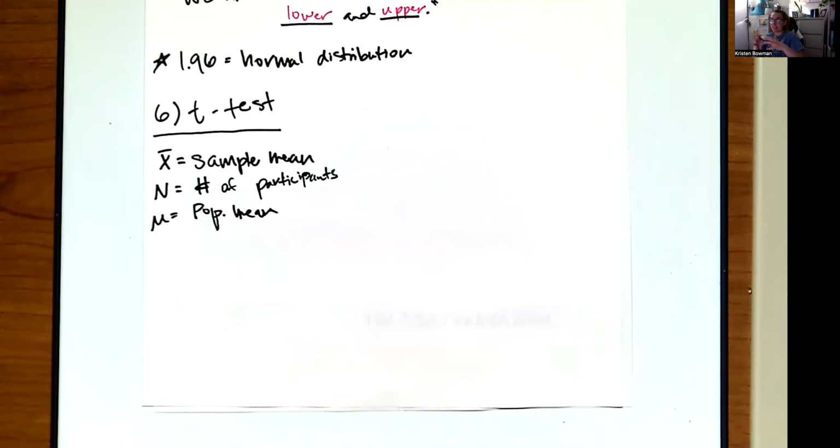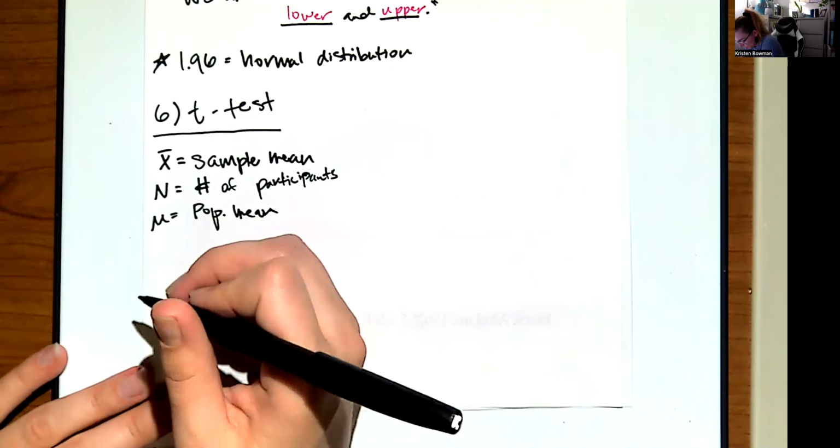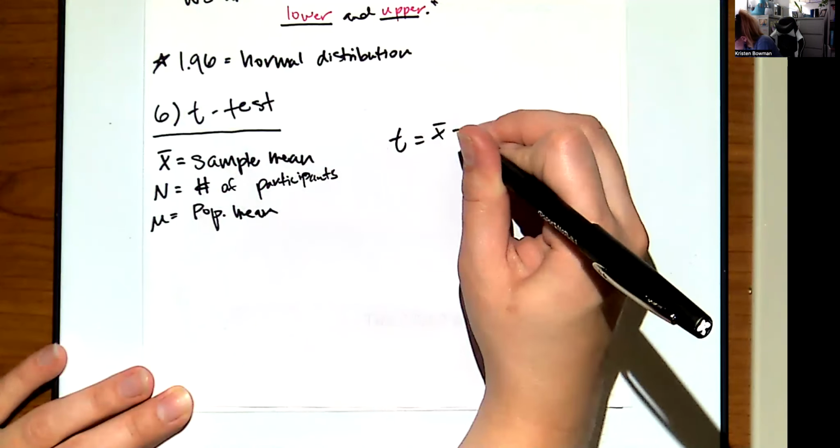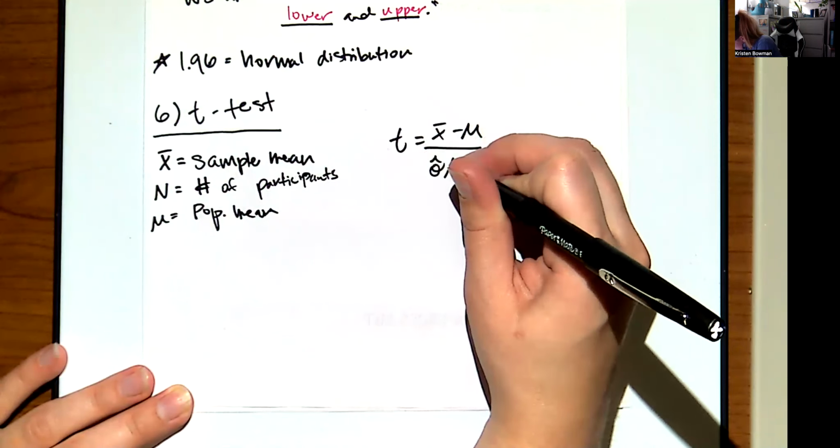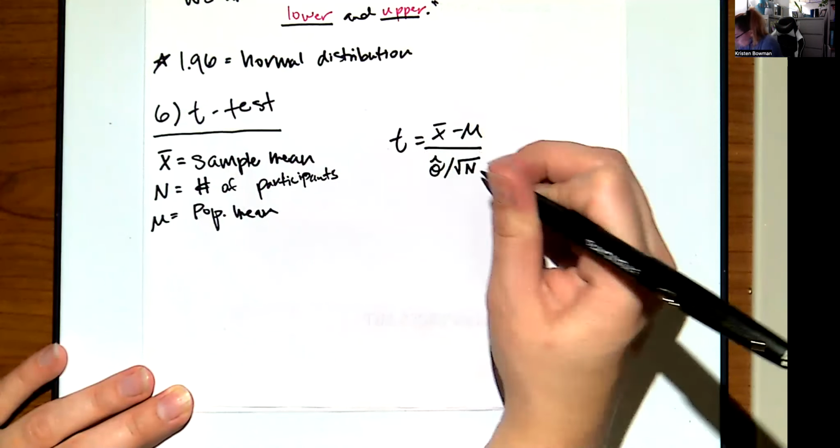Well, a t-test is a t-distribution. Now we've switched distributions. We went from a normal distribution to a t-distribution. If you want to know what that looks like, I'd encourage you to look in your book or look online. But basically, in order to solve a t-test, we are going to need the following equation. So we got t equals X bar minus mu over sigma hat divided by the square root of n.